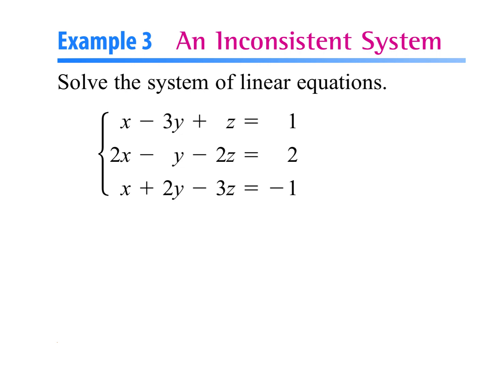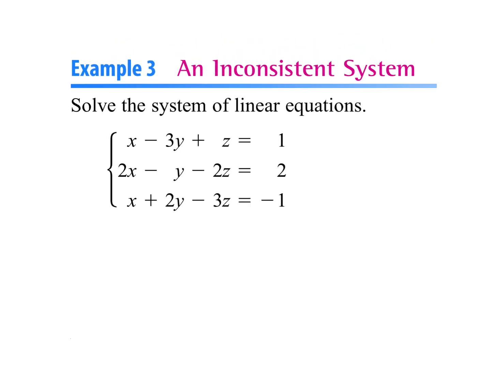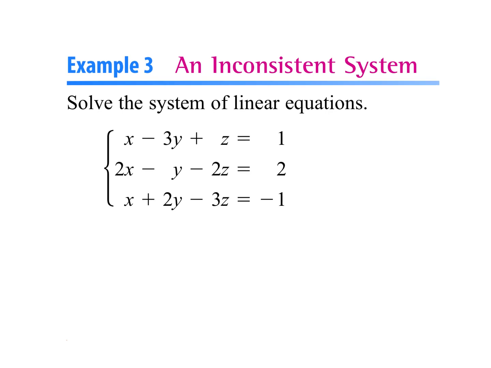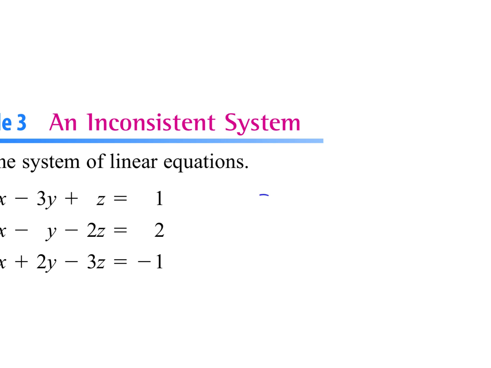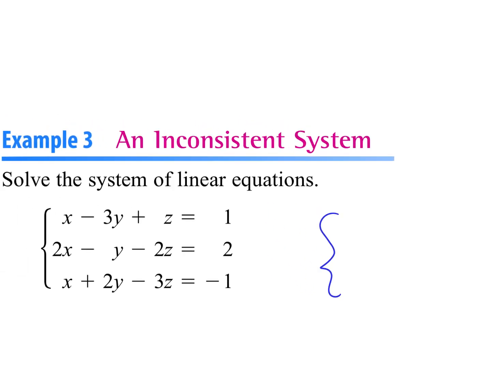So first thing I do, I need my first equation to be a positive 1x. I have two equations that are positive 1, so you can pick whichever one you want. I'm going to go with the one that's already there. I'm going to keep the first one where it is. So x minus 3y plus z equals 1.